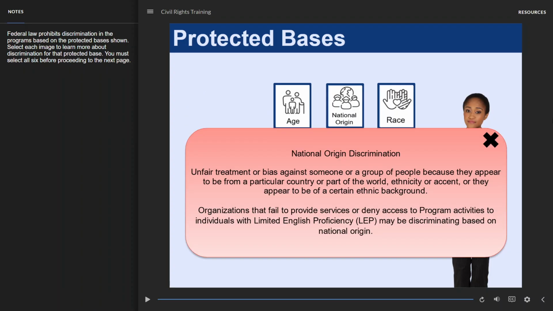National origin discrimination. Unfair treatment or bias against someone or a group of people because they appear to be from a particular country or part of the world, ethnicity or accent, or they appear to be of a certain ethnic background. Organizations that fail to provide services or deny access to program activities to individuals with limited English proficiency, LEP, may be discriminating based on national origin.